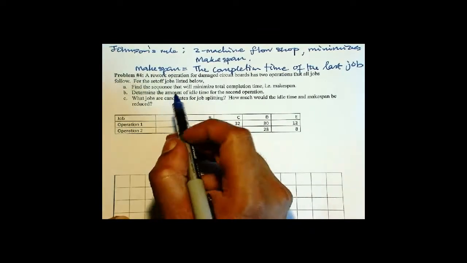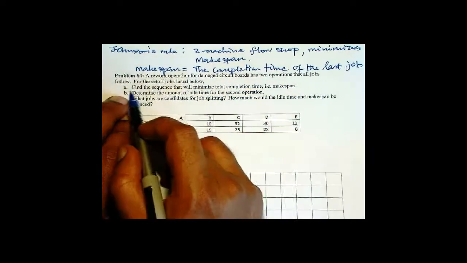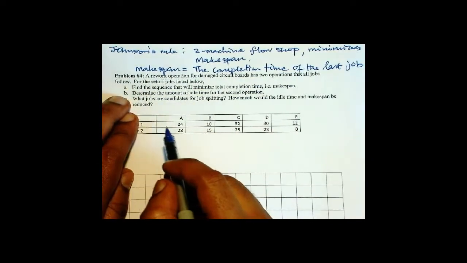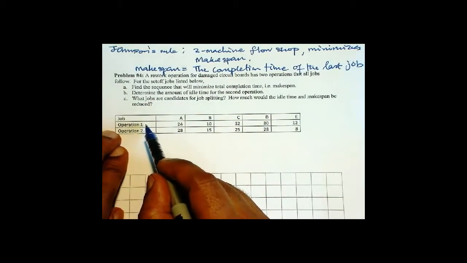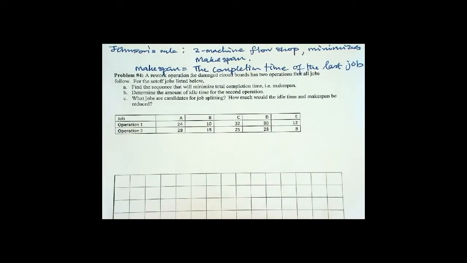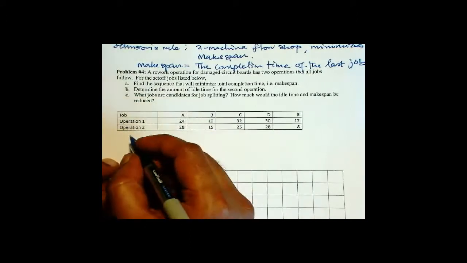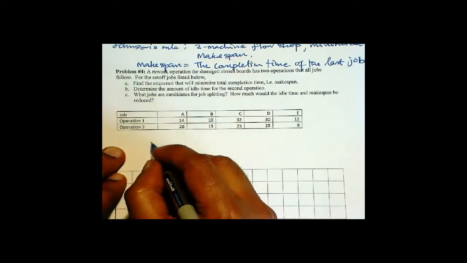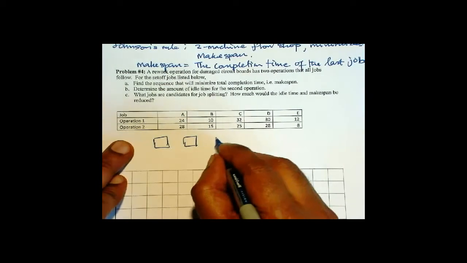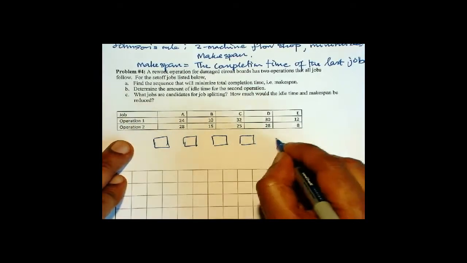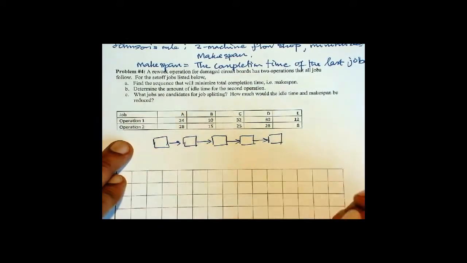So we have a rework operation for damaged circuit boards, which has two operations that all jobs follow. Here the jobs are listed. First you have to go to operation 1. Once that is completed, then you have to go to operation 2. So what we're going to do now, step 1, is to determine the sequence. So you have the first job, 2, 3, 4 and 5. So this is the sequence, right?